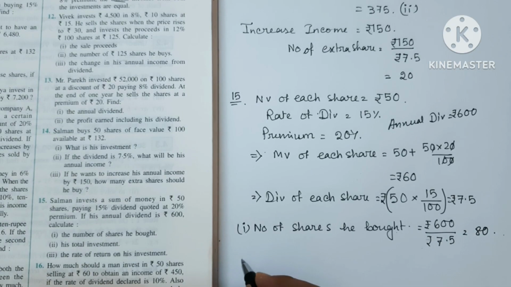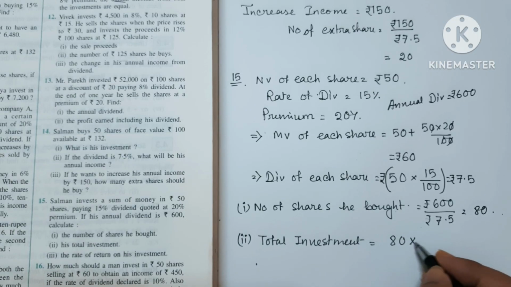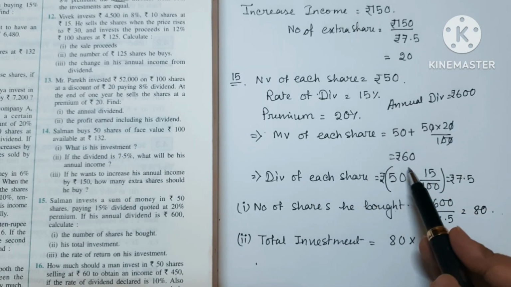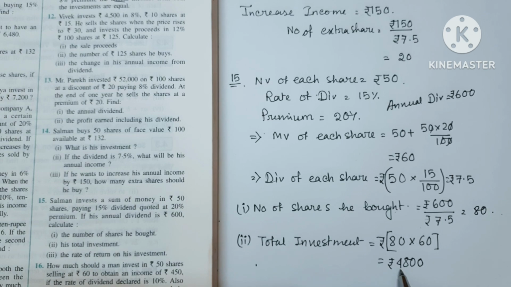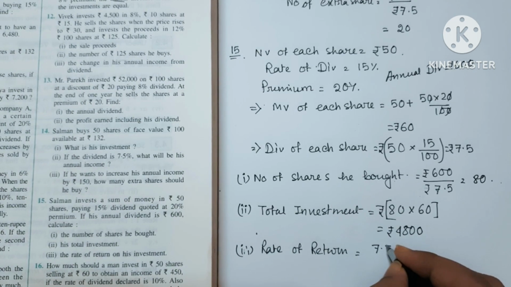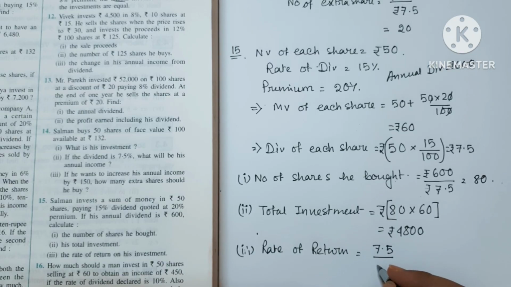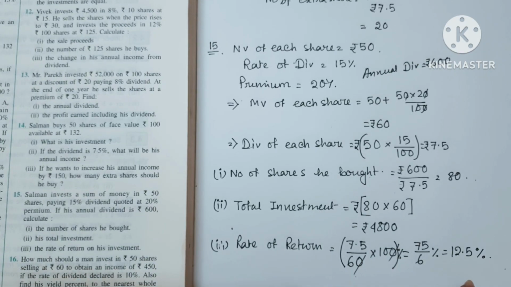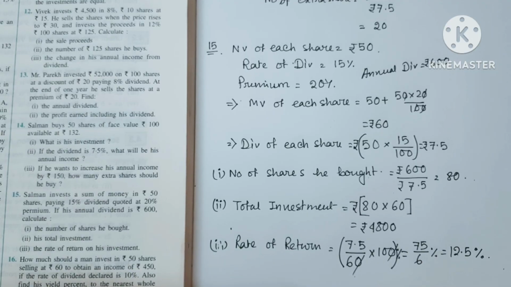Okay. Now total investment 80 into market value, this one. Okay, this one is the total investment. Now rate of return 7.5, that is dividend, by market price, that is 60 into 100. This is 12.5%. Okay. This is the rate of return on his investment.